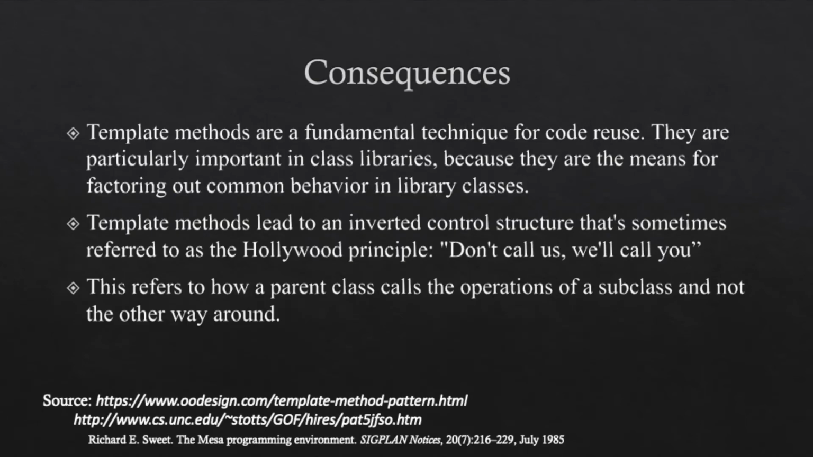So, consequences. Template methods are fundamental techniques for code reuse. They are particularly important in class libraries because they are the means for factoring out common behavior in library classes. Template methods lead to an inverted control structure that sometimes is referred to as the Hollywood principle. Don't call us, we'll call you. This refers to how a parent class calls the operations of a subclass and not the other way around.